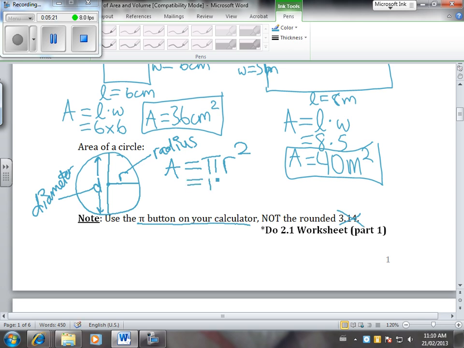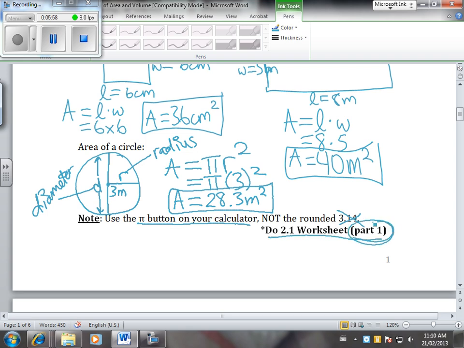So we fill out pi, and r will give that it's 3 meters. Okay, so we'll put 3 squared, and if you put this in your calculator, 3 squared is 9 times pi, works out to 28.3 meters, and we have to put meters squared so that we know it's area. So after this point, if you want to practice this right away, you can try worksheet 2.1, part 1.